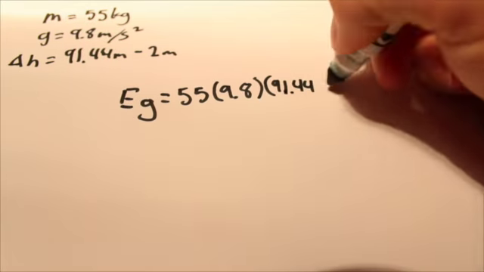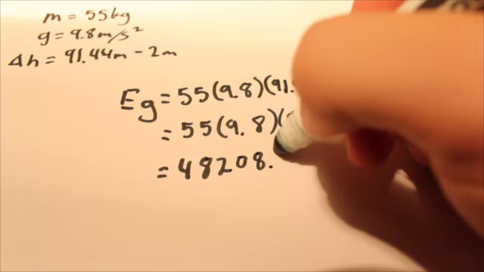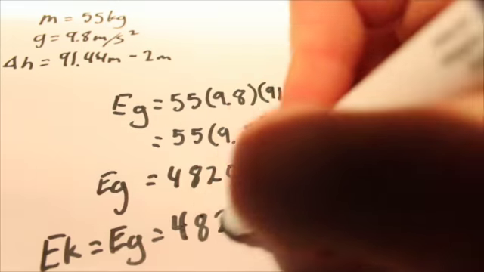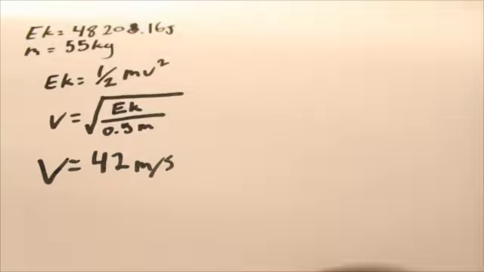Now we can find the potential energy of Trinity. So we have her mass, the gravitational energy, and the height. So the height is the total height of the building minus 2 meters because she's actually caught 2 meters above the ground. So we plug all those in, find EG, and as we know, EG is equal to EK. Now that we have Trinity's kinetic energy, we can use EK equals 1/2 mv squared to find out her velocity. Plug in all the numbers and we get 42 meters per second.